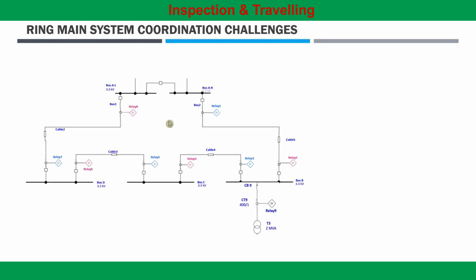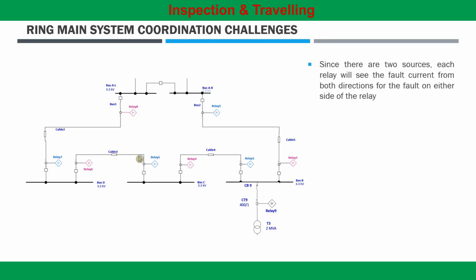In this network, I have shown a ring main system which is being fed from two radial feeders from the upstream at 3.3 kV. And just to understand the coordination of ring main protection relays with the downstream system, I have shown a transformer connected to the ring main system. As we can see from this relay diagram, since there are two sources, when a fault occurs on the ring main system, each relay will see the fault current from both directions for a fault on either side of the relay.